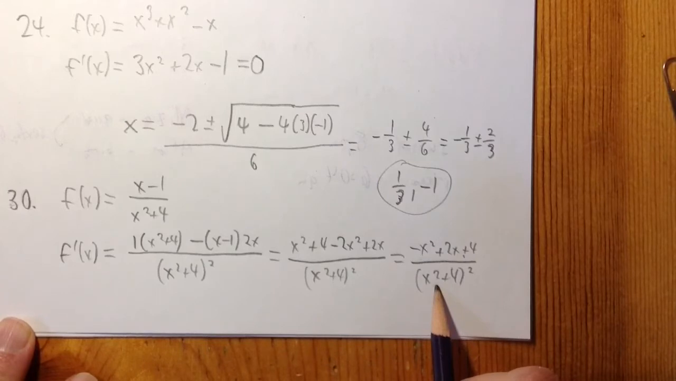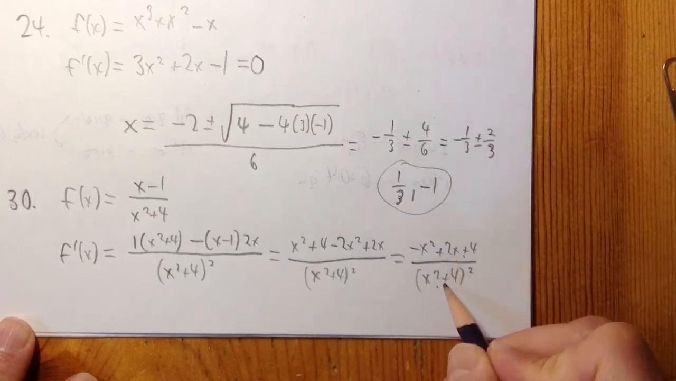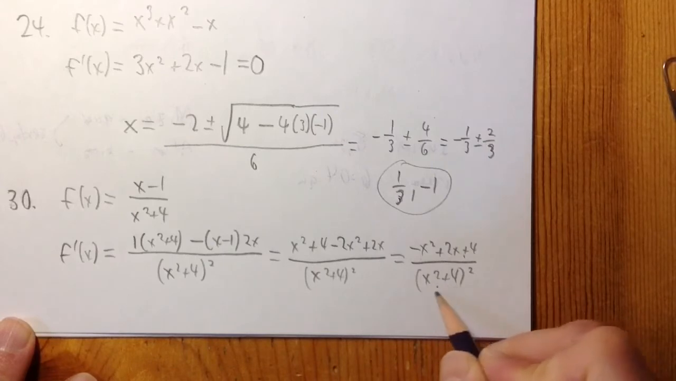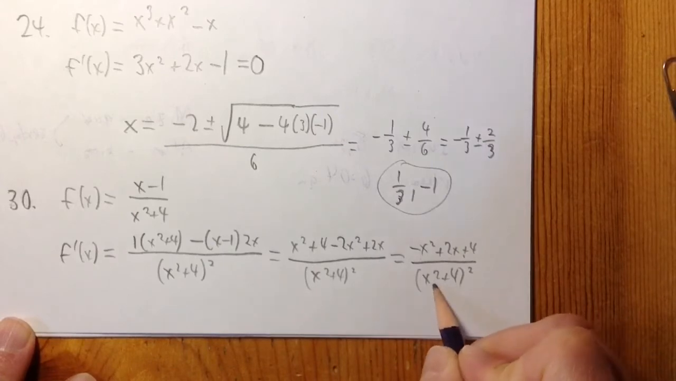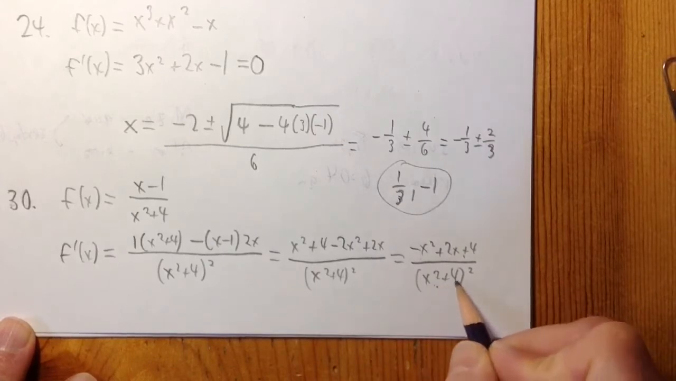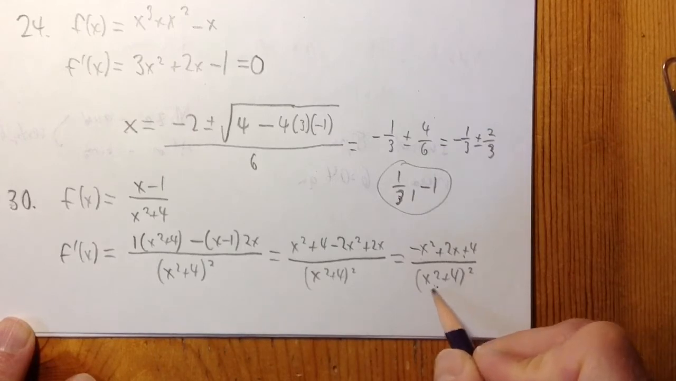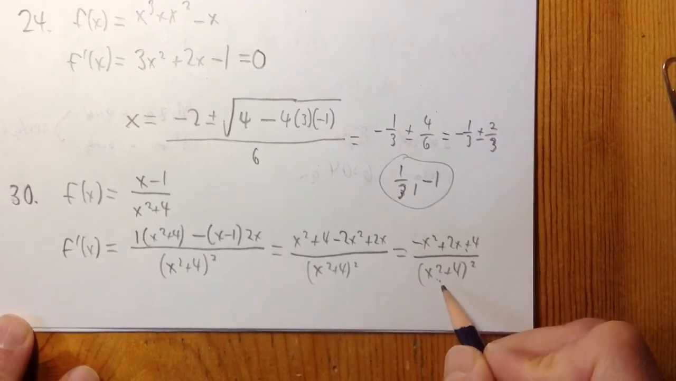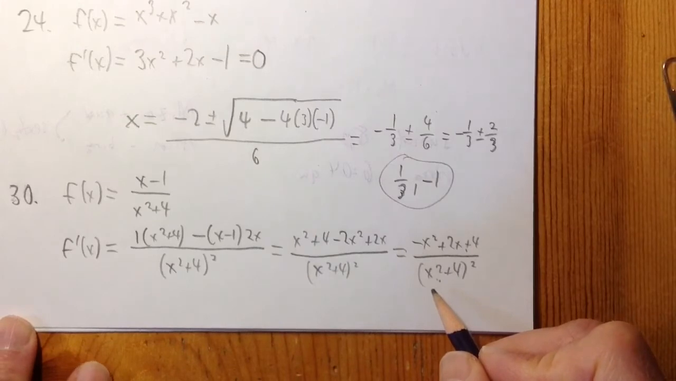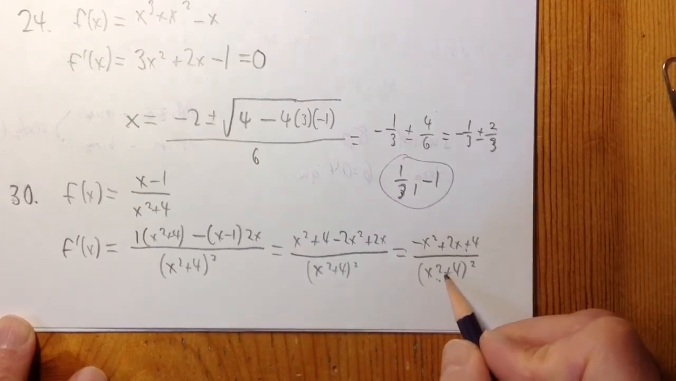But the bottom can't be 0, because if it was x squared minus 4, then at x equals 2 we'd be dividing by 0. But x squared is always positive, 4 is positive, and squaring it is always positive, so we don't have a does-not-exist in this one. Again, this would have been more interesting if they'd put a minus 4 in the bottom. Then we'd say, oh, x equals 2 is a critical point.